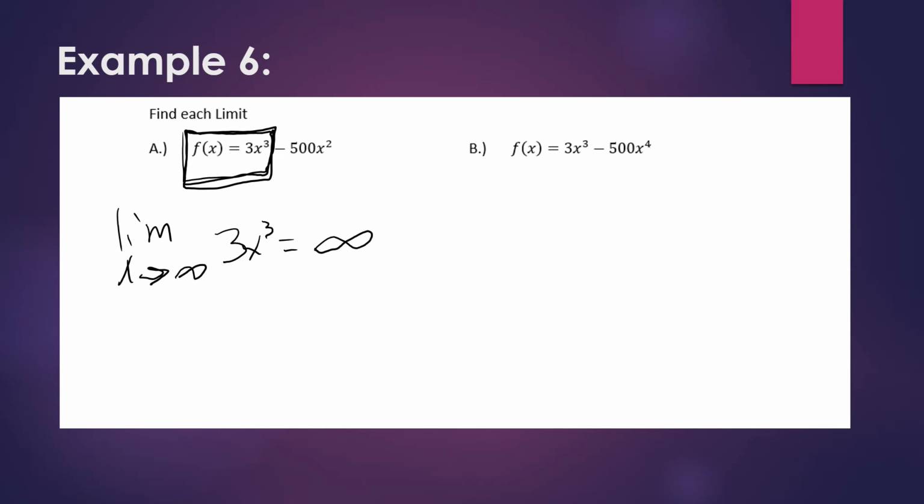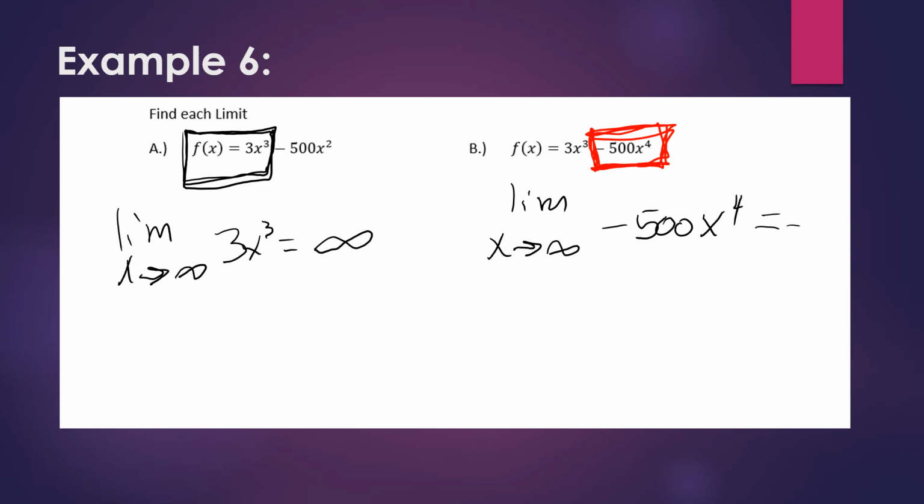For b, don't get tunnel vision. We have negative 500x to the fourth as our largest degree here. So this should boil down to the limit as x approaches infinity of negative 500x to the fourth. Now, if I take a really large number and I raise it to the fourth power, it's going to be positive, but negative 500 is negative, so negative times a positive is a negative, so I'm going to get negative infinity.